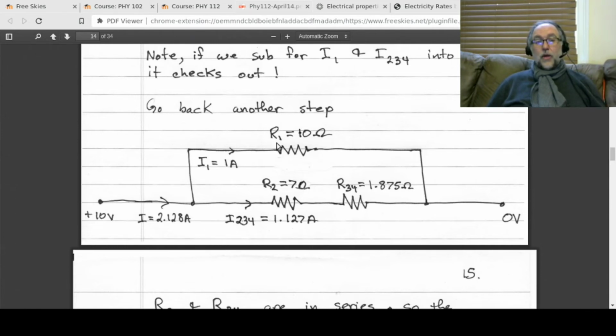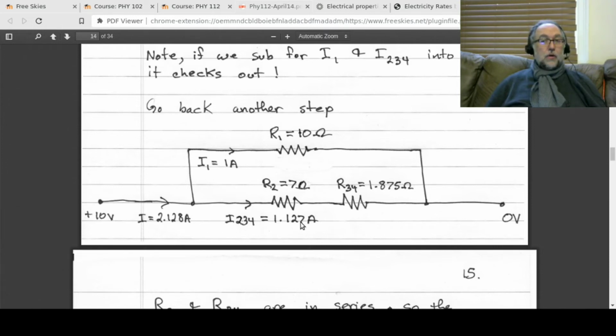So we've got the 1 amp going through the 10 ohm resistor, R1, and we've got 1.127 amps going through both R2 and R34. Why is the current the same through both of these resistors? Because they're in series. Remember, almost the defining feature of series is that the current through both of the resistors is the same. So the current through R2 and the current through R34 is 1.127 amps.